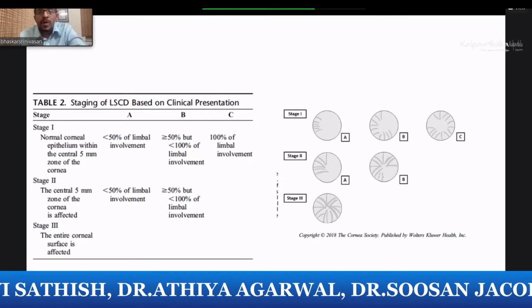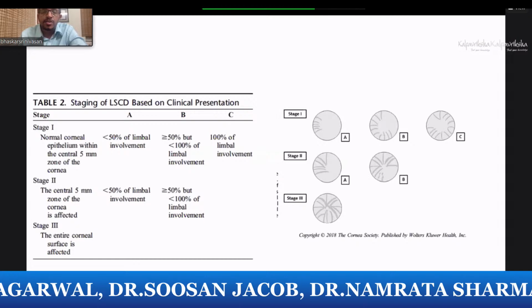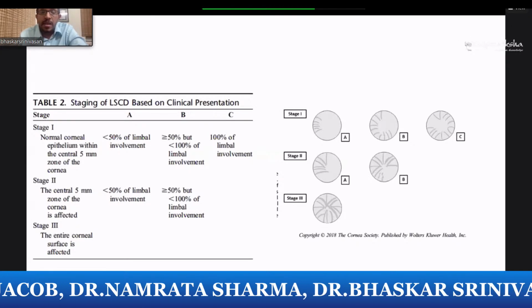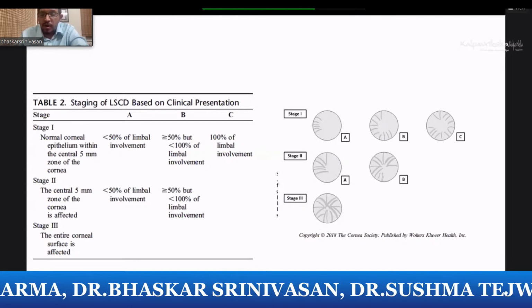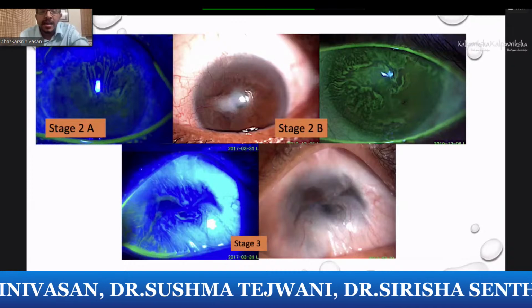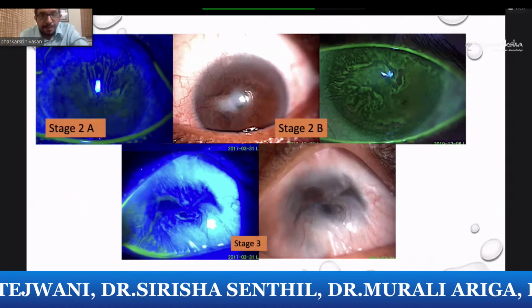A stage 2, when the central 5 mm is also involved. Again, if it is less than 50%, it is 2A. If it is more than 50% but less than 100%, it is stage 2B. And when the central 5 mm is involved and 360 degrees of the limbus is involved, it becomes stage 3. These are just photos showing the various grades: a stage 2A, a stage 2B, and a stage 3.